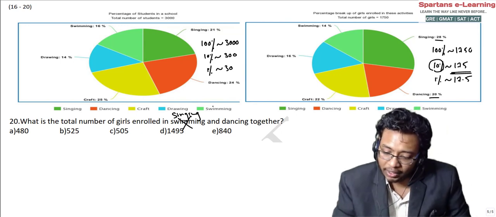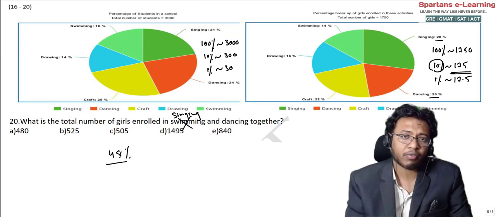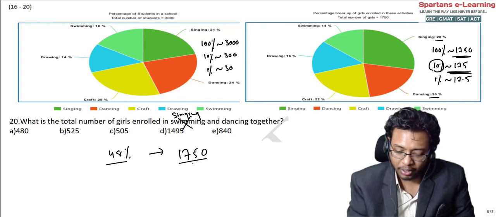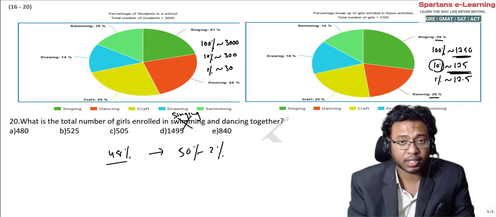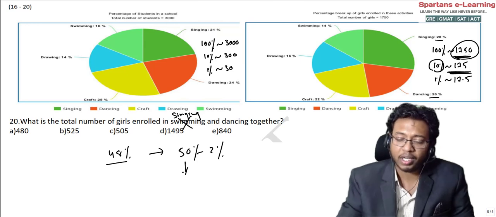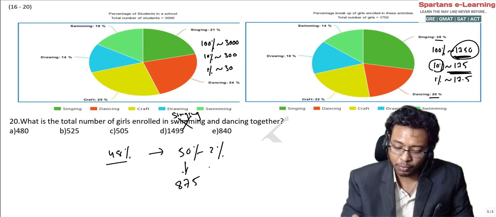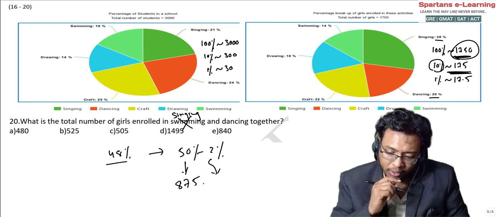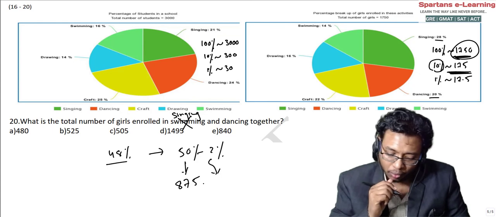So what is singing and dancing? Total it is 48%, right? Now how will you find 48%? 48% means nothing but 50% minus 2%. What is 50% here? You know 100% is 1750, so 50% will be 1750 by 2, which is 875. 2 8s are 16, and 2 7s are 14, 1 2 5, done.